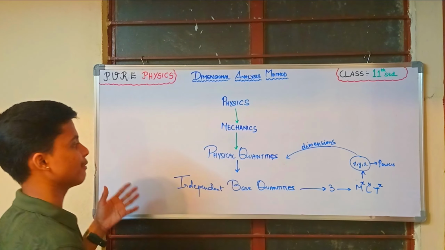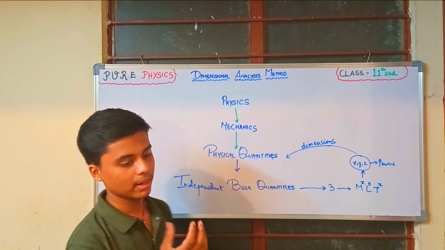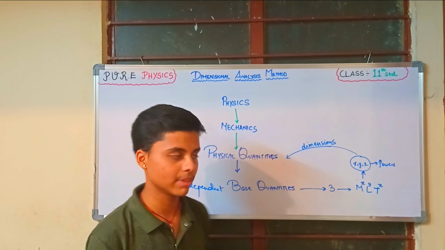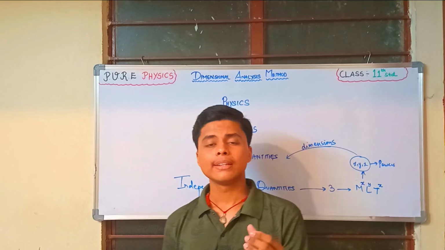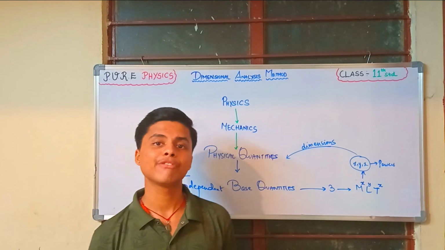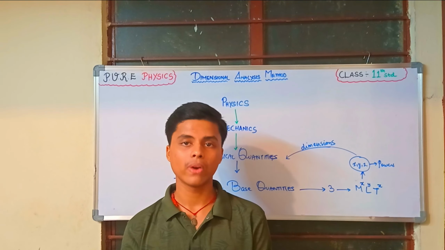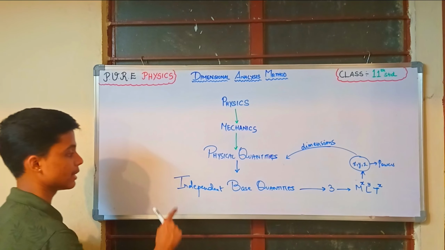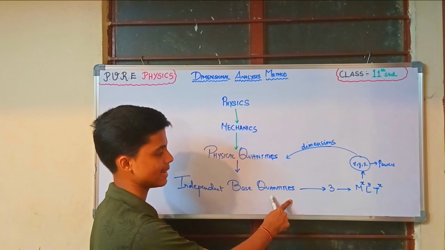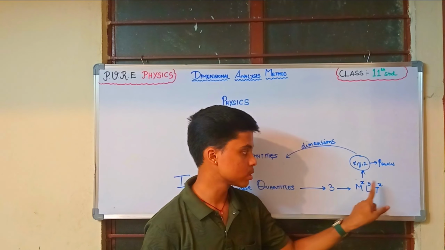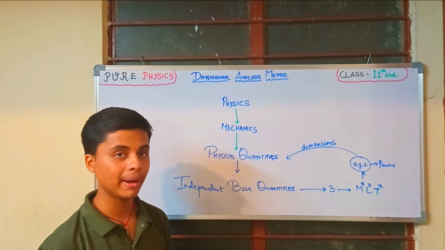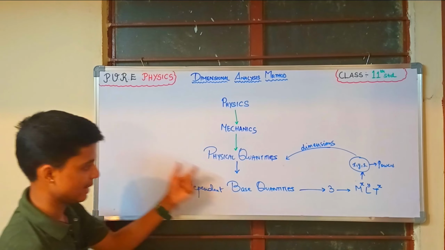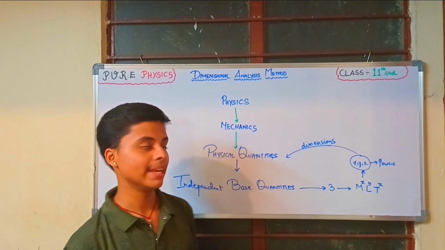So now we can define the dimension of a physical quantity by a statement like: the dimension of a physical quantity can be defined as any physical quantity that can be expressed in terms of independent base quantities whose powers represent the dimension of the physical quantity. I repeat, the dimension of a physical quantity.